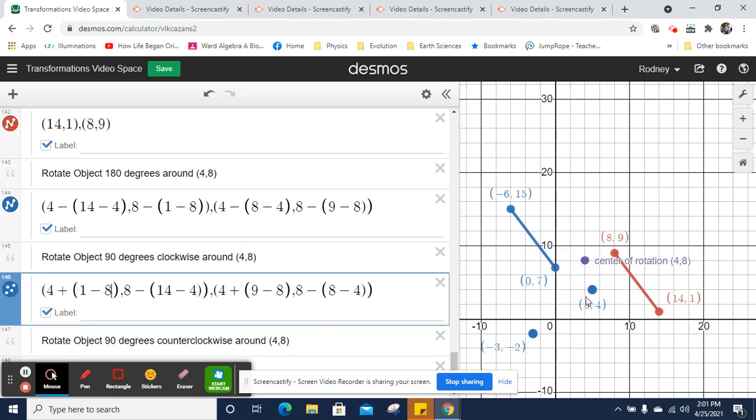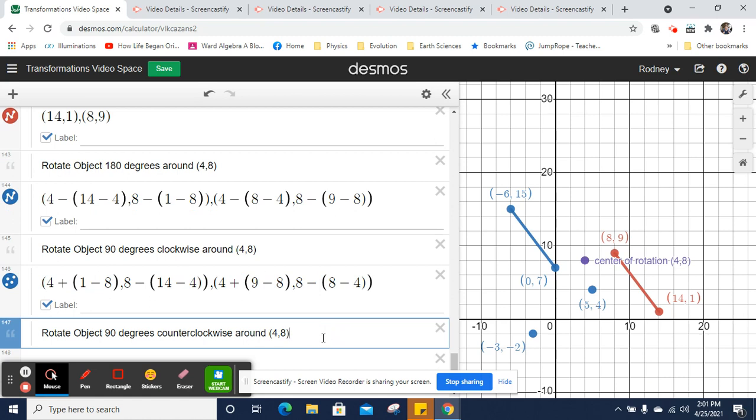So that's one of the reasons we double check. So from 4, 8 to 14, 1 is 10 to the right and 7 down. From 4, 8 to negative 3, negative 2 is 7 to the left and 10 down. So it was the 7 that helped me catch that. Now I'm going to copy this for our next one.